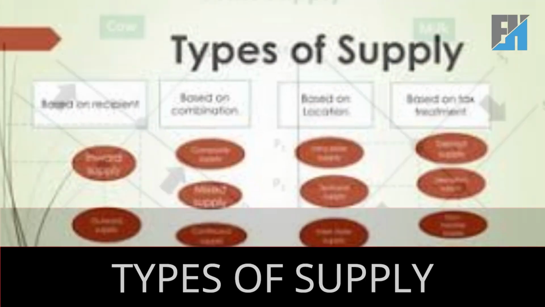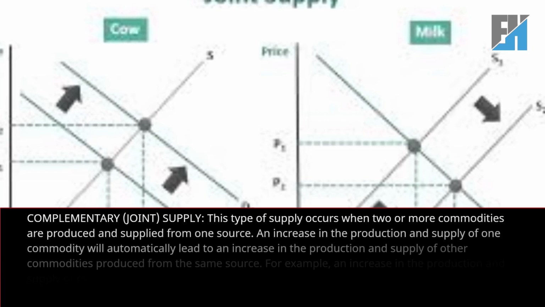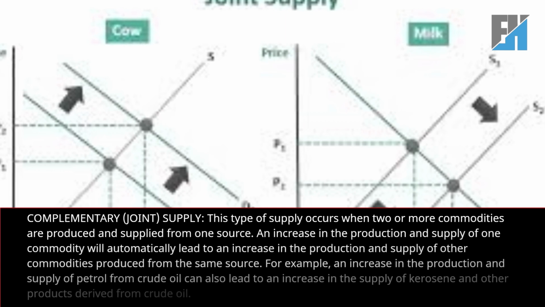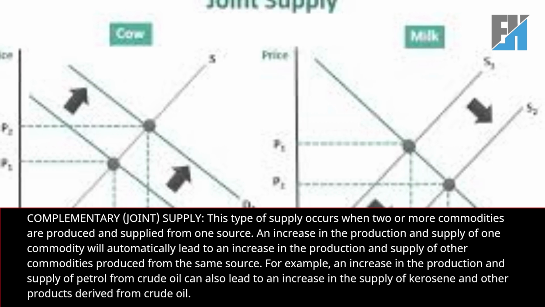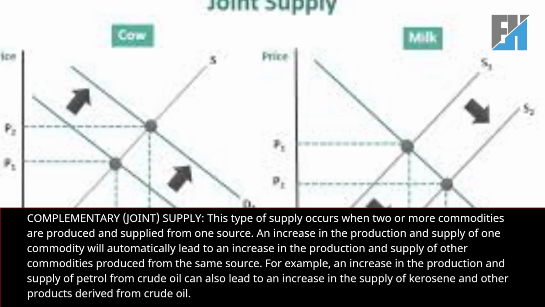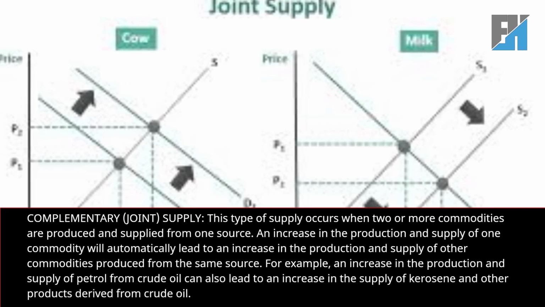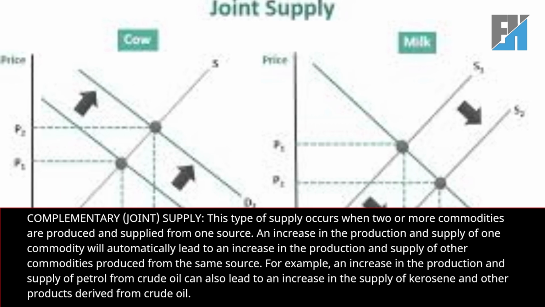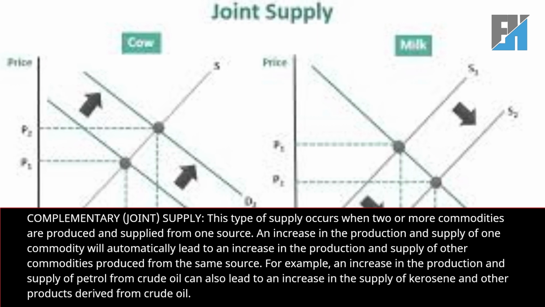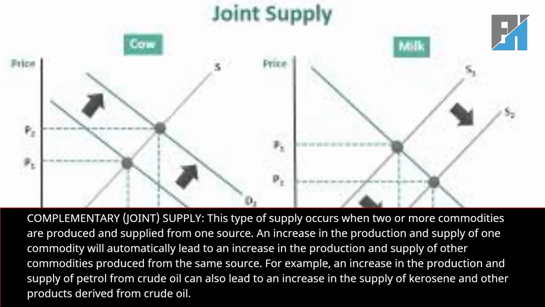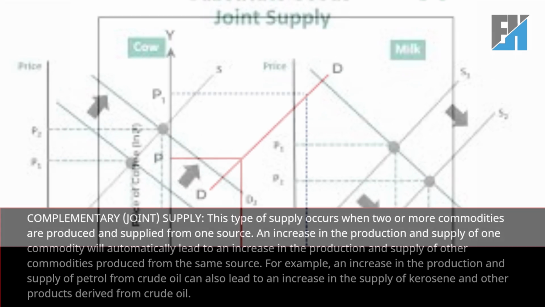Types of supply. Complementary, or joint supply. This type of supply occurs when two or more commodities are produced and supplied from one source. An increase in the production and supply of one commodity will automatically lead to an increase in the production and supply of other commodities produced from the same source. For example, an increase in the production and supply of petrol from crude oil can also lead to an increase in the supply of kerosene and other products derived from crude oil.